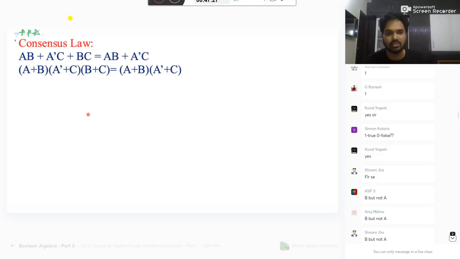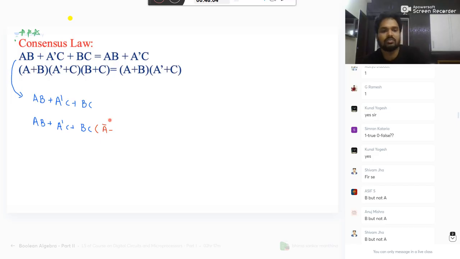So let me prove this first. How to prove it? AB plus A bar C plus BC. I want to prove this expression is equal to this expression. Then I will tell you how to remember this also. Okay. Now tell me here. This expression as AB plus A bar C plus BC. Here I will add one term. You tell me whether it is correct or not. BC times A plus A bar.